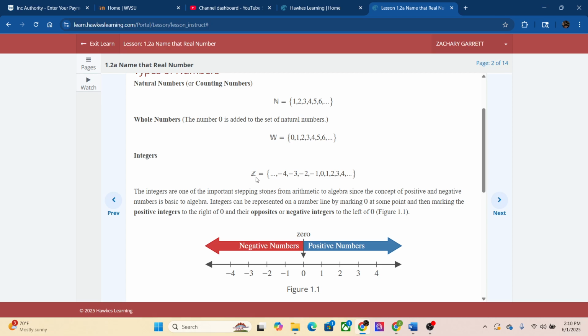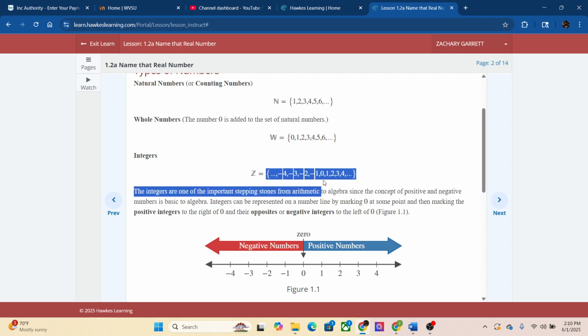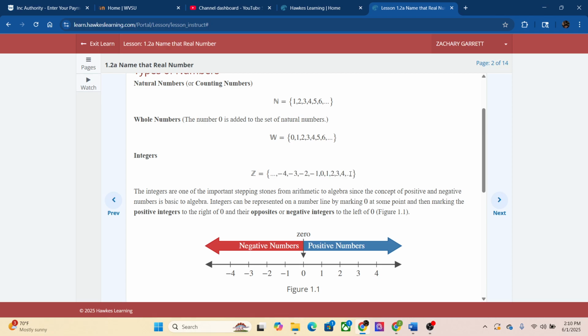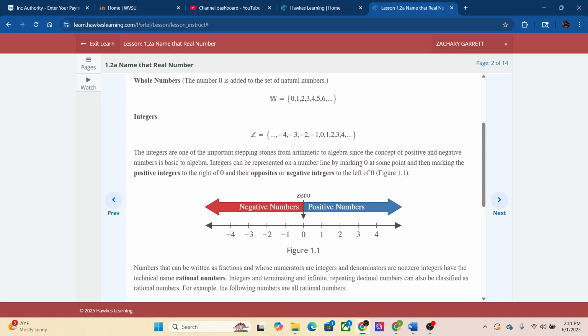Integers are designated by a double bar Z. Z equals the set of -4, -3, -2, -1, 0, 1, 2, 3, 4. The integers are one of the most important stepping stones from arithmetic to algebra, since the concept of positive and negative numbers is basic to algebra.